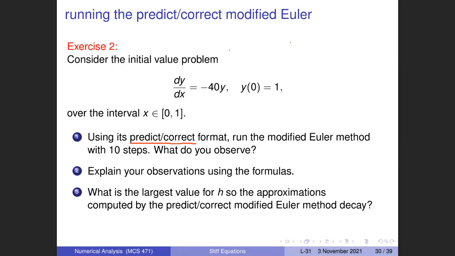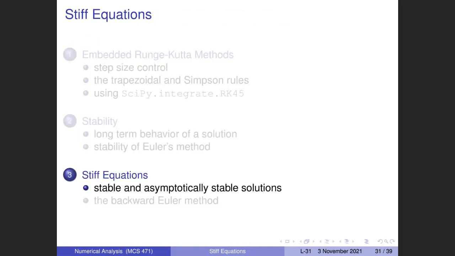This exercise now asks you to run the two-stage Runge-Kutta format of the modified Euler, or the predict-correct format of the modified Euler. So it is a different formula. And note that the Euler method actually does diverge. The point is, can you actually run the modified Euler method in the predict-correct format with 10 steps? All right, let us continue this.